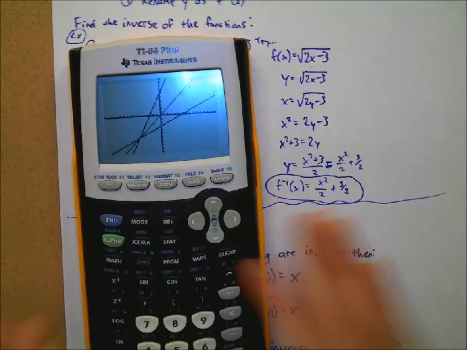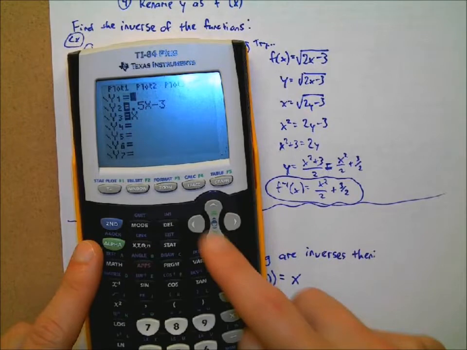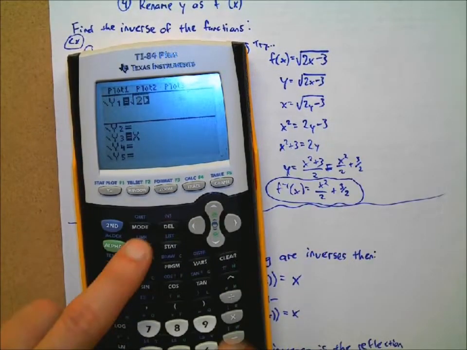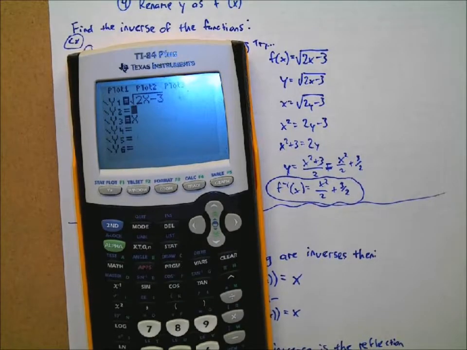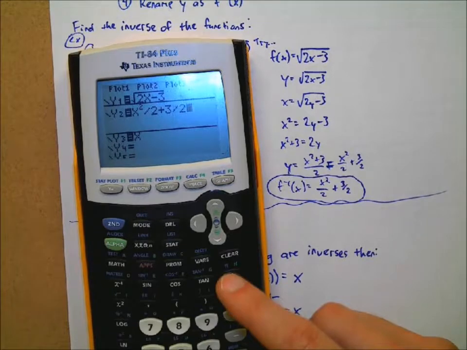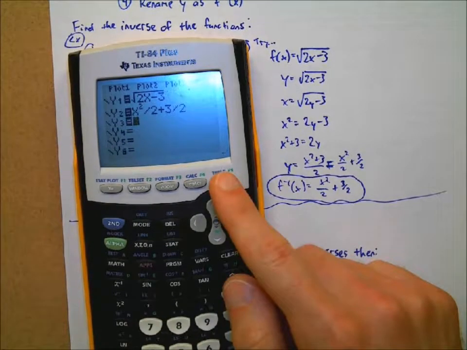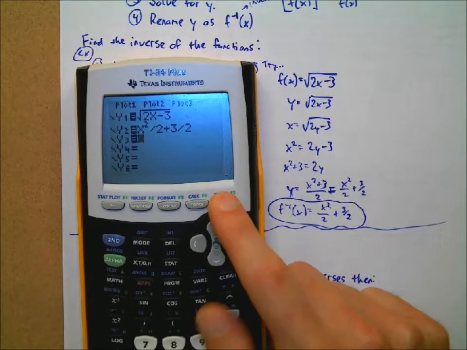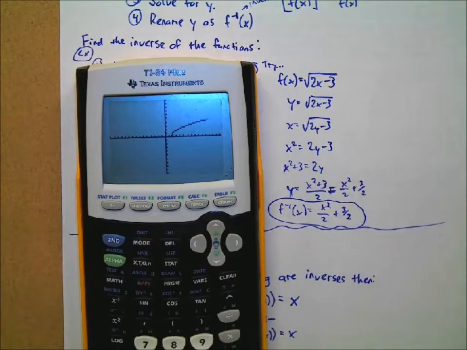So let's look at this one then. I'll keep the x in to show that line of reflection. I'll put in the square root, 2x minus 3. And then I'll put in x squared over 2 plus the 3 halves that Samantha gave us there. All right, so there's our function and its inverse. So there's the original function. There's its inverse. And there's the line y equals x.